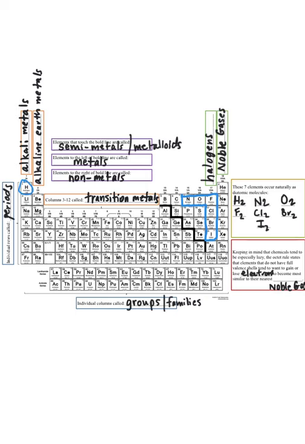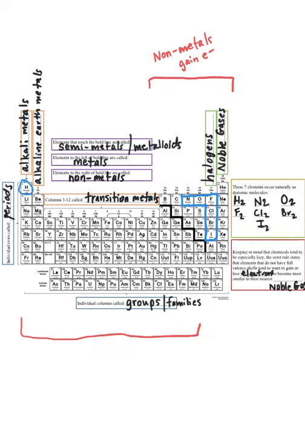Nonmetals, things that are over here on the right-hand side of the periodic table, tend to want to gain electrons to become like noble gases. So nonmetals gain electrons, generally speaking. Metals, we'll say, are losers. Metals are losers. Specifically, they're losers of electrons.